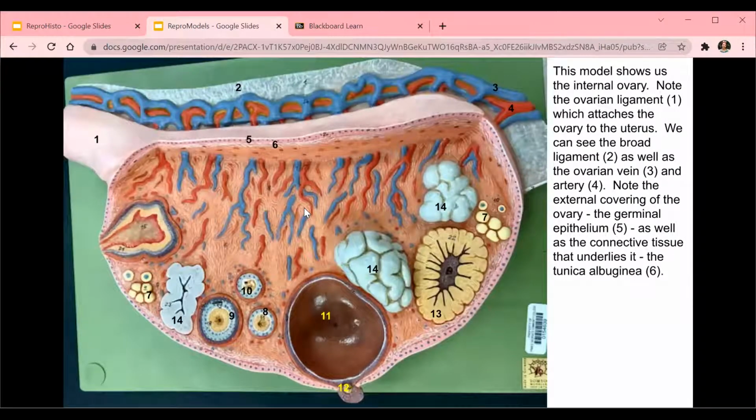Here is the structure of the ovary. Before I talk on this ovary, I want to show you one picture here.